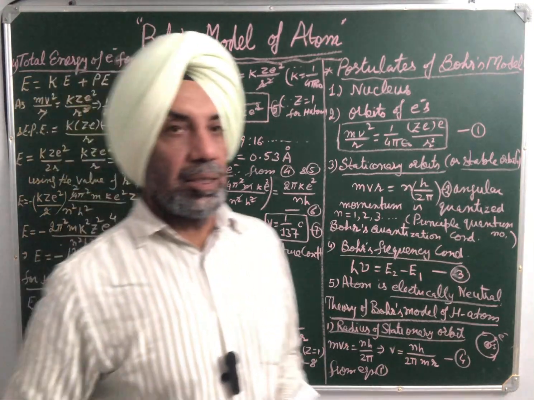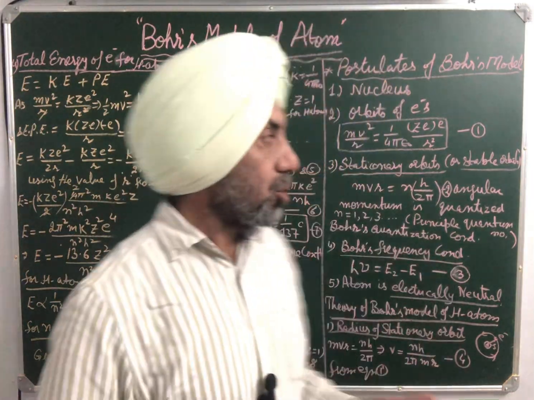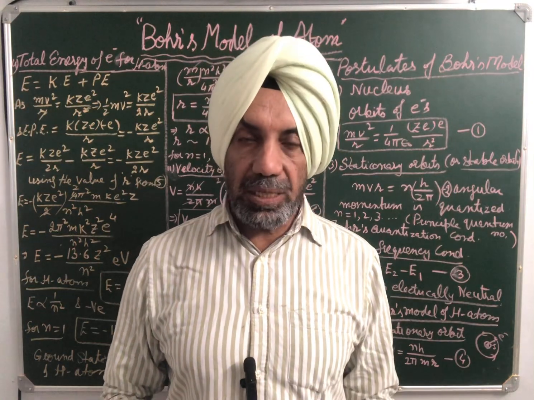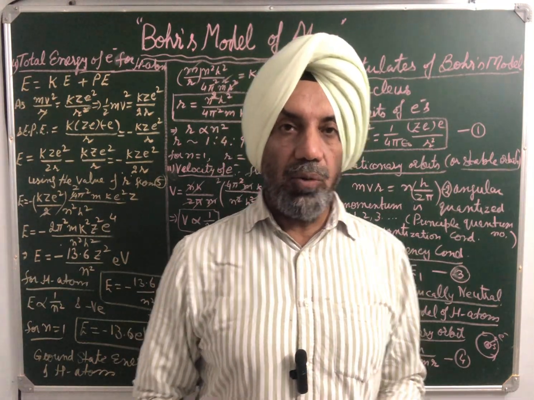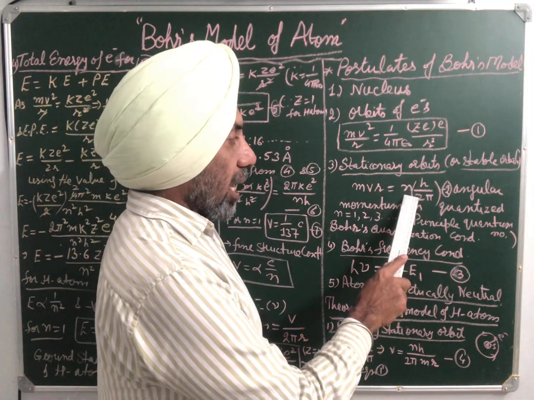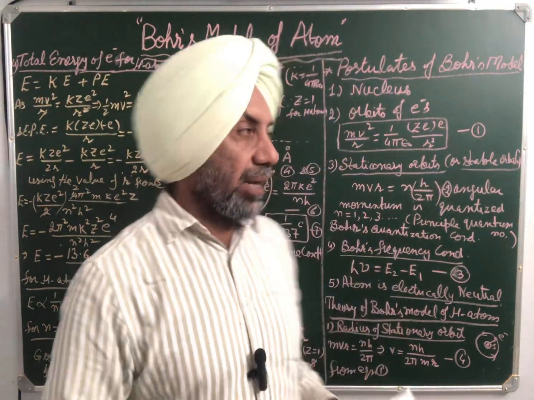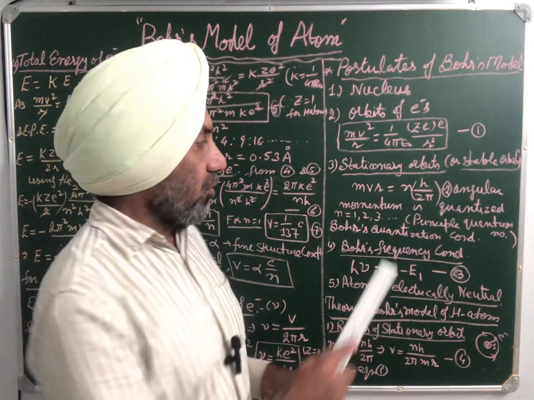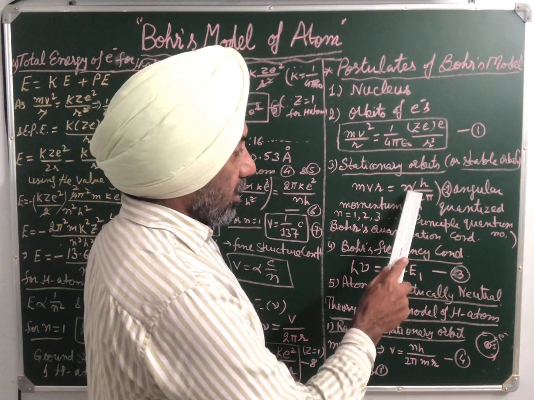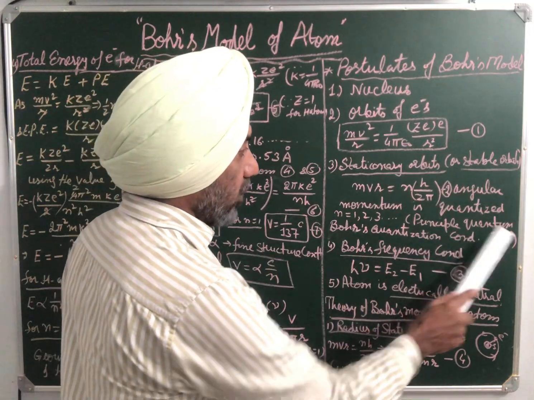Third point, what are stationary or stable or permitted orbits? According to Bohr, stationary orbits are those for which the angular momentum of the electron is equal to n times h upon 2 pi, mvr = nh/2π, where h is called Planck's constant, v is the velocity of the electron, r is the radius of the orbit, m is the mass of the electron, and n has integral values 1, 2, 3 and so on, and this n is known as the principal quantum number.